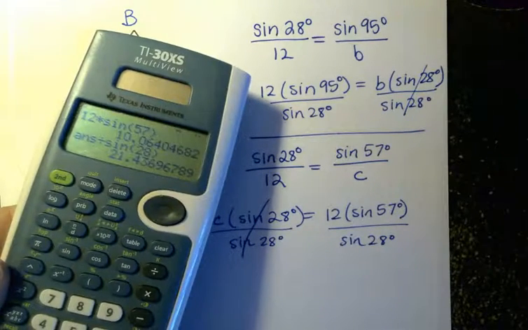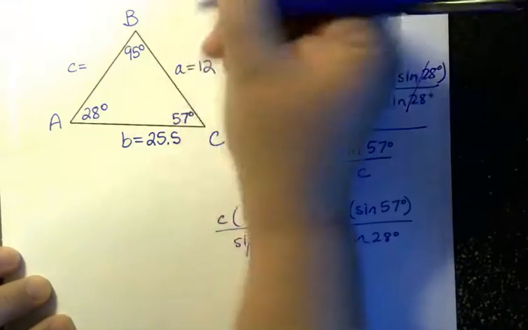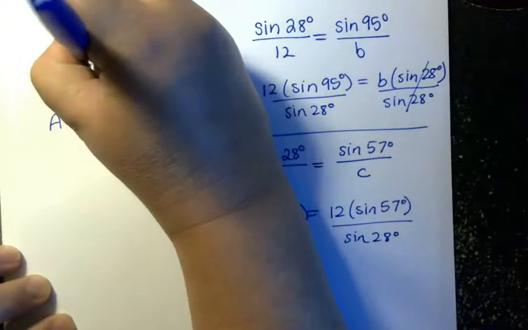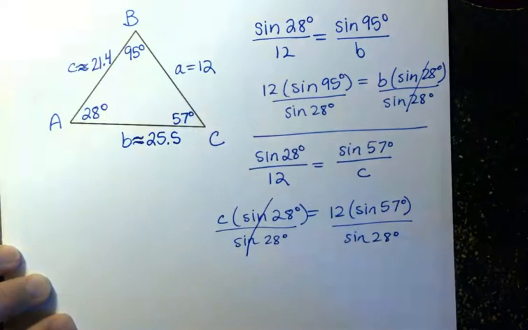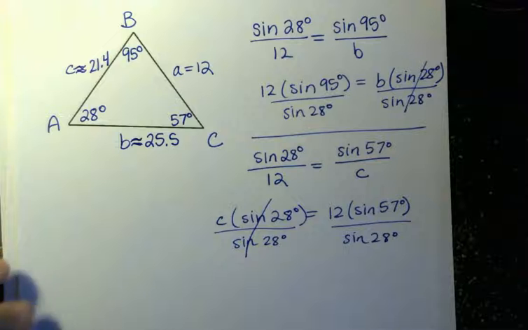And that gives me 21.43, so that's about 21.4. So I really should have squiggly lines here because it's approximately 21.4. Make sure you round to whatever you were asked to round to on your problem, not just assume it's the tenths place. They might ask you to round to the hundredths. And now the triangle is solved. I know all the angles, I know all the sides, so I'm ready to go on and do another one.